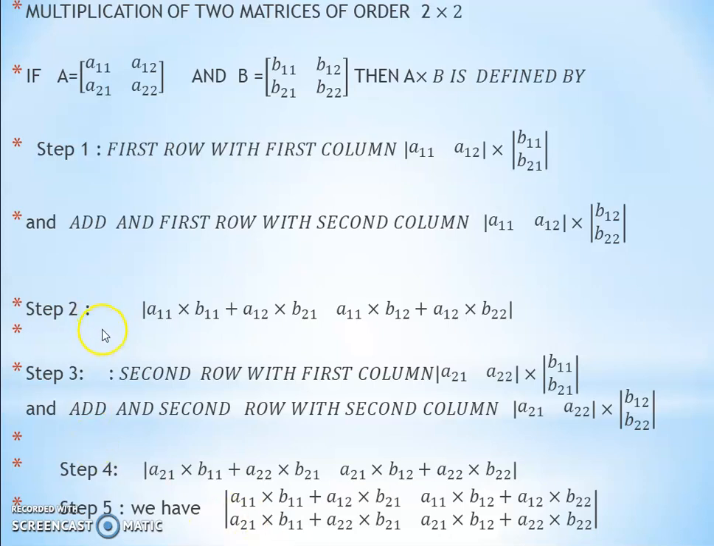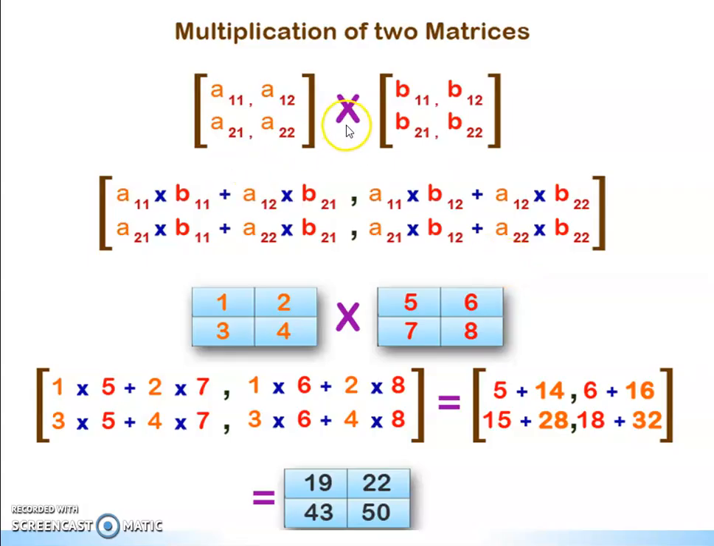So the combination of steps 2 and 4 looks like this way: a11 into b11 plus a12 into b21; a11 into b12 plus a12 into b22; a21 into b11 plus a22 into b21; a21 into b12 plus a22 into b22. This is the mathematical procedure to understand the multiplication of 2 by 2 matrices. So we find it easier by this method and example.